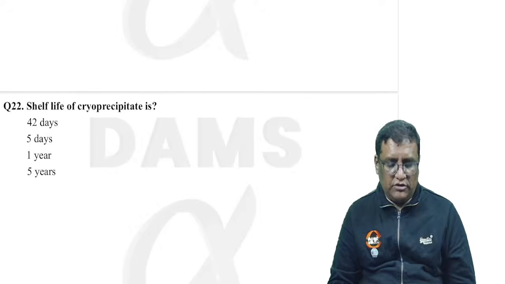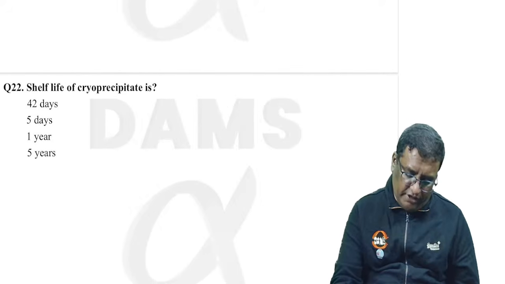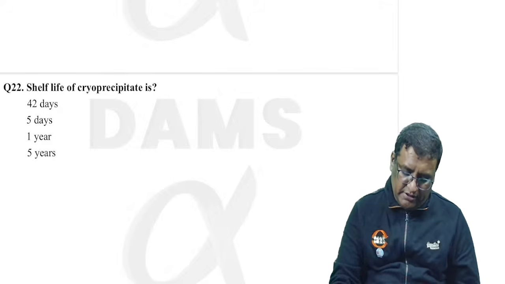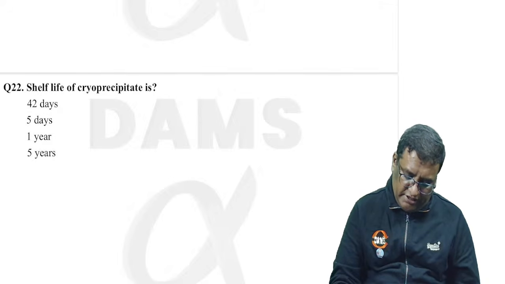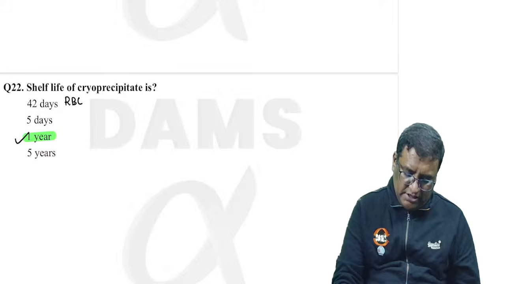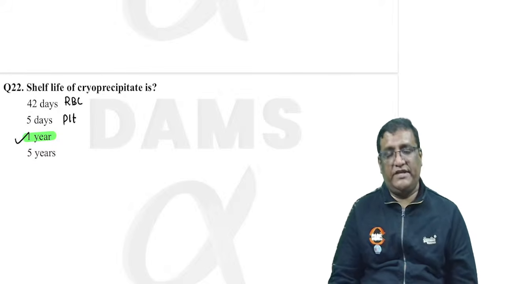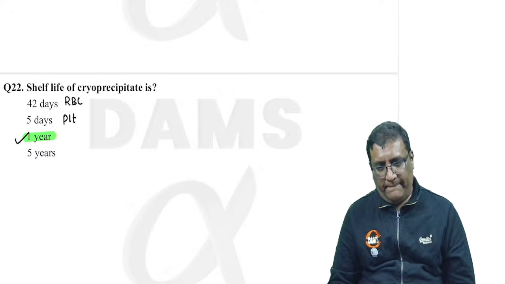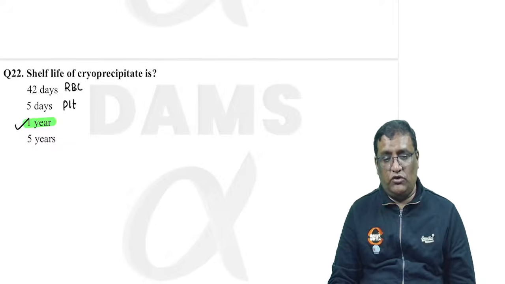Next question, 22. What is the shelf life of cryoprecipitate? Cryoprecipitate shelf life is 1 year. That is the correct answer, option C. Shelf life of RBC will be 42 days. Shelf life of platelet will be 5 days with agitation. Platelet without agitation will be only 1 day. With agitation, platelet shelf life will be 5 days. Without agitation, only 1 day.